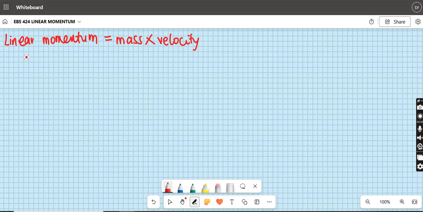So we can say that it's depicted by P, and we can say that P is equal to mv. Alright? Now, by definition, momentum is the measurement of a mass in motion.